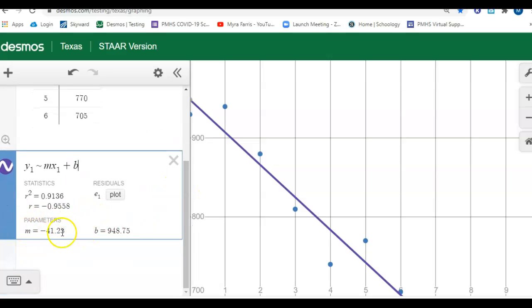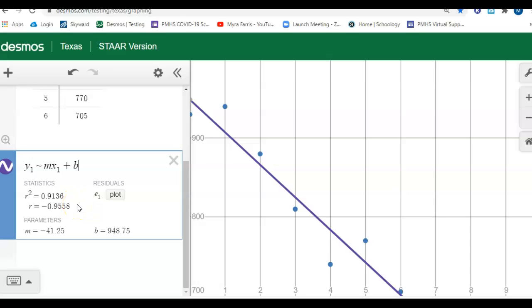This number right here is my slope. Do you see my slope is negative? Why is my slope negative? The line is going down. And this is my y-intercept, and this number right here is the R number, the correlation number. Do you see that correlation is a negative number? Because the line is going down.